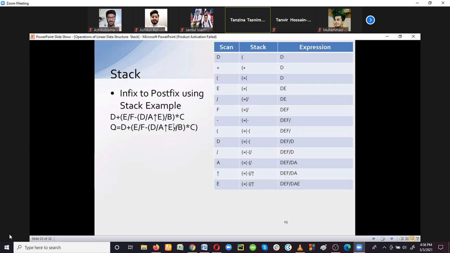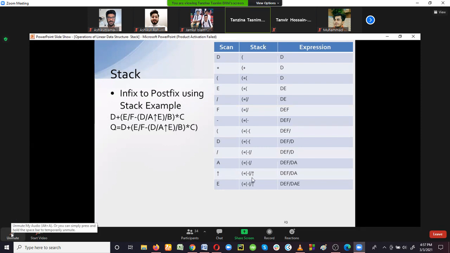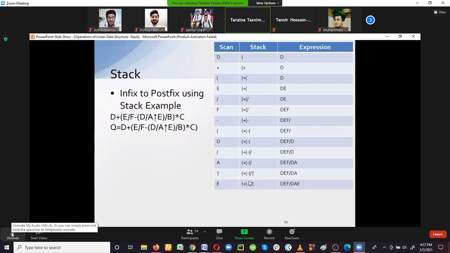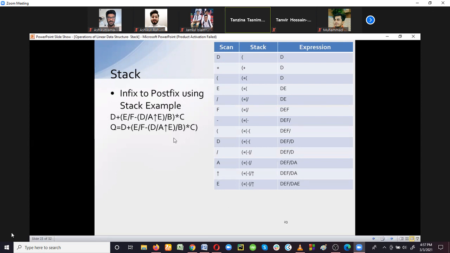Now the next character is the right parenthesis. When a right parenthesis comes, where are we going to store it? Do we need to store the right parenthesis in the stack or in the expression? No. Here we got a right parenthesis, so the rule is: after the scanning process, if we get a right parenthesis, then pop all the operators from the stack until a left parenthesis is encountered.